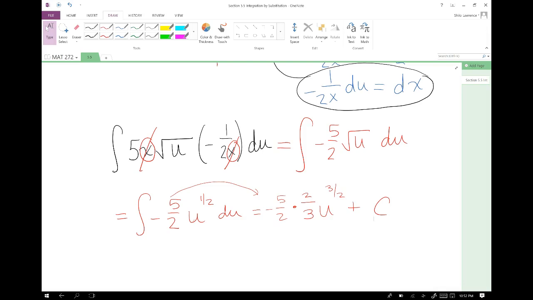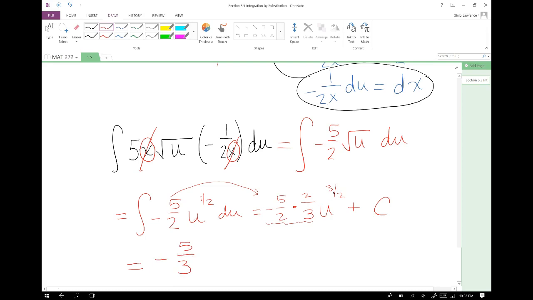That is not our final answer though. That u was completely arbitrary. That was just kind of a tool that we used to help us integrate. We have to write this back in terms of x. So I'm going to go ahead and multiply those coefficients together and simplify them a little. And it looks like we're going to get negative 5/3.